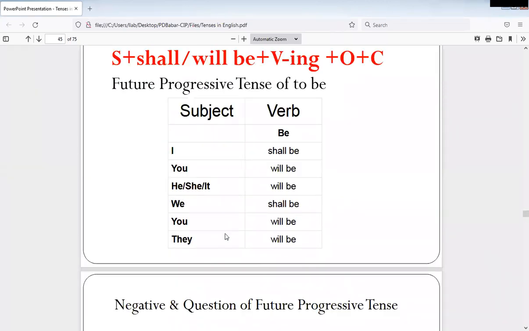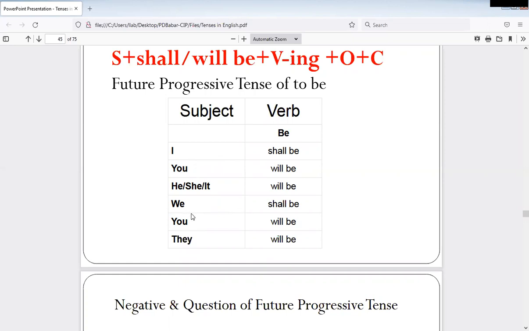Also, we have seen what verb we use for which subject. For I and we, we use shall be. For only I and only we we use shall be. I shall be running a marathon, or we shall be participating in the marathon.